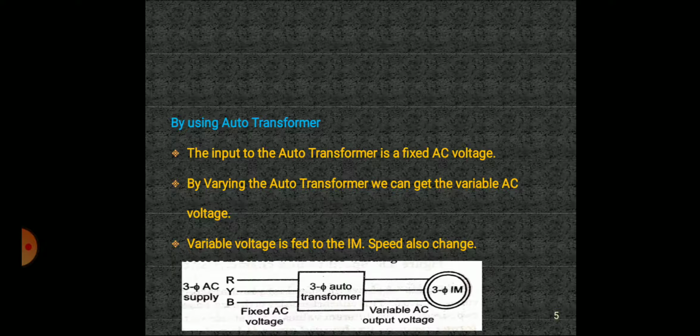The speed of the induction motor can be controlled by using the auto transformer. The input to the auto transformer is fixed AC voltage. By varying the auto transformer, we can get variable AC voltage without change in supply frequency. The variable voltage is fed to the induction motor, then the induction motor speed also changes.